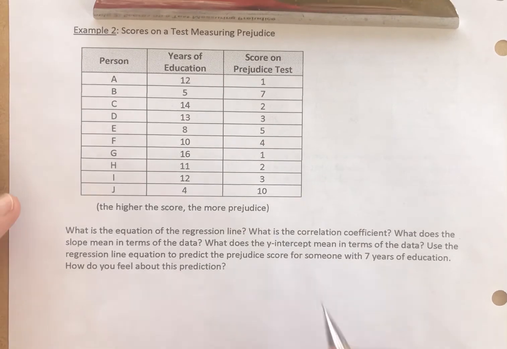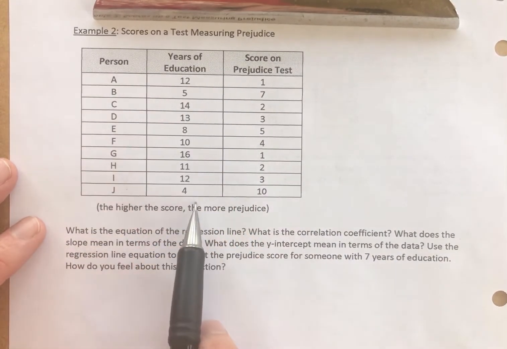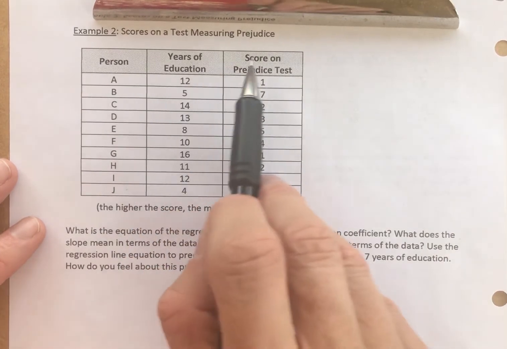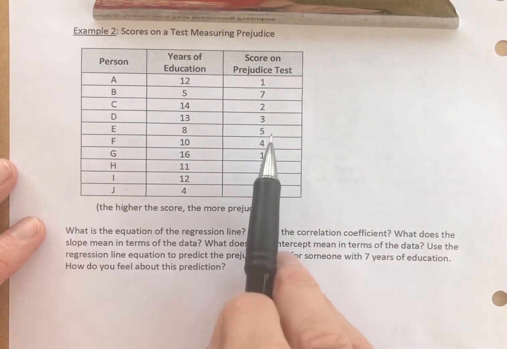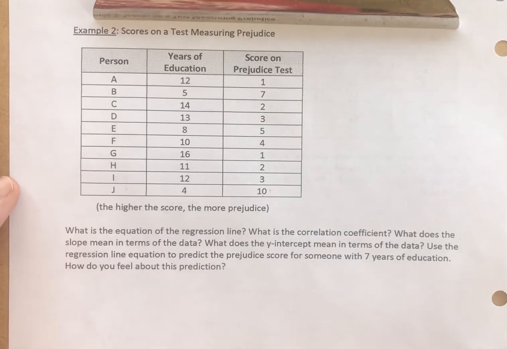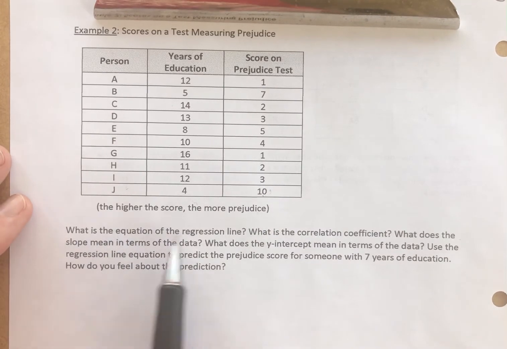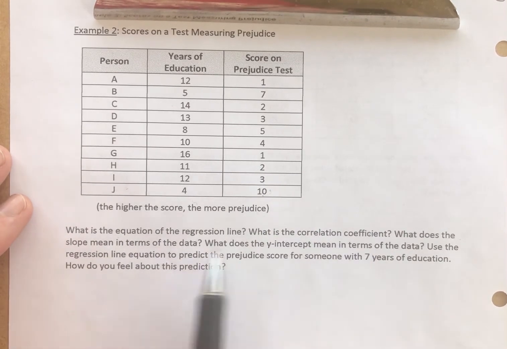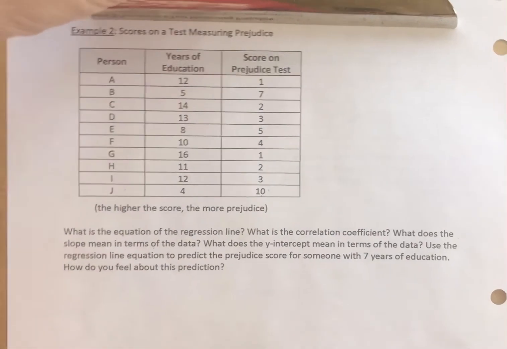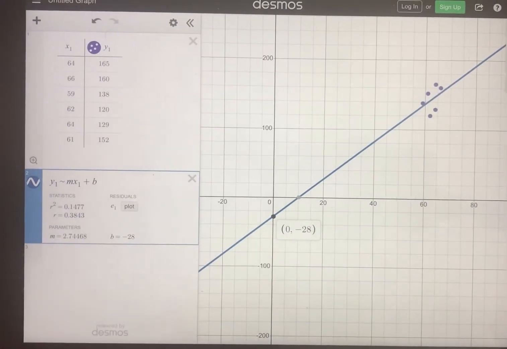So let's take a look here. We had 10 people, number of years of education for each, and their score on a prejudice test, where the higher the score, the more prejudice that person was determined to have. Okay, what is the equation? What's the correlation coefficient? What does the slope mean? Etc., etc. Similar questions. Let's go back to Desmos and let's put the data in and see what it tells us.